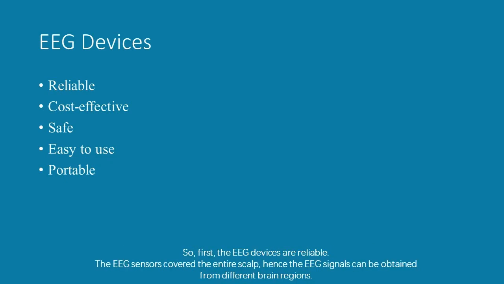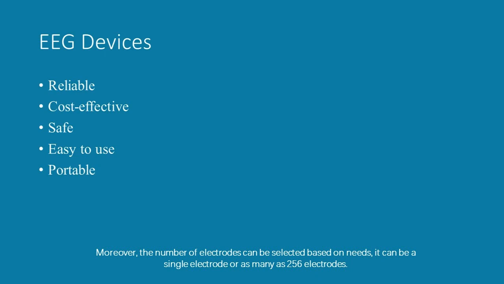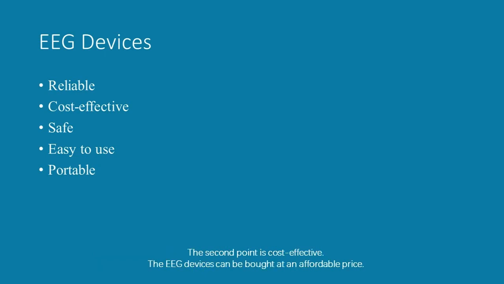So, first, the EEG devices are reliable. The EEG sensors covered the entire scalp, hence the EEG signals can be obtained from different brain regions. Moreover, the number of electrodes can be selected based on needs. It can be a single electrode or as many as 256 electrodes. The second point is cost-effective. The EEG devices can be bought at an affordable price.